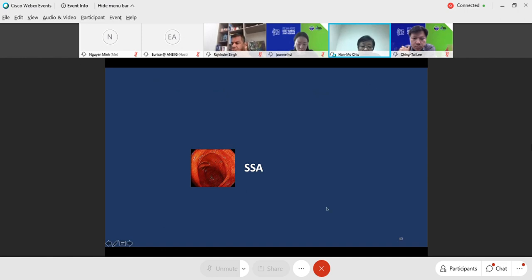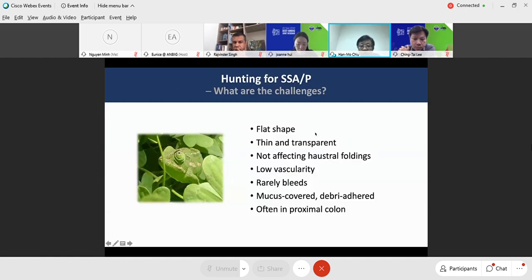And thirdly, I would like to talk about the serrated lesion. So what are the challenges in detecting SSAP? It is usually flat in shape and thin and transparent, not affecting the haustral folding, and has low vascularity. All of these characteristics make it difficult to detect.